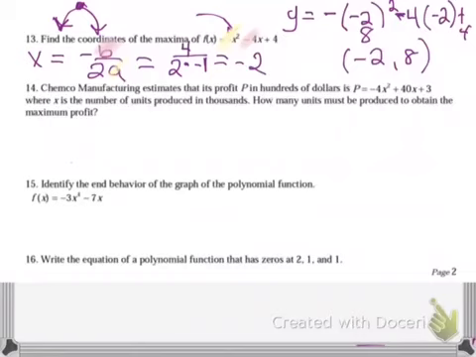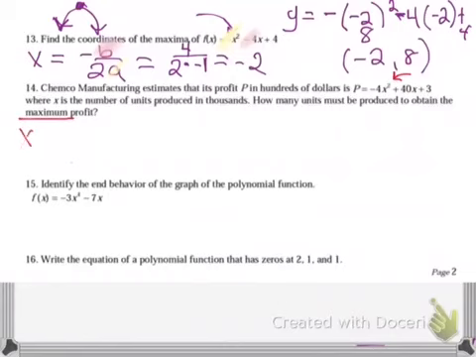Okay, number 14 says, Chemco Manufacturing estimates that its profit P in hundreds of dollars is P equals negative 4x squared plus 40x plus 3, where x is the number of units produced in thousands. How many units must be produced to obtain the maximum profit? So again, the key word here is maximum, and again, the highest degree here is a 2, which makes it a polynomial, which means I'm looking for the vertex.